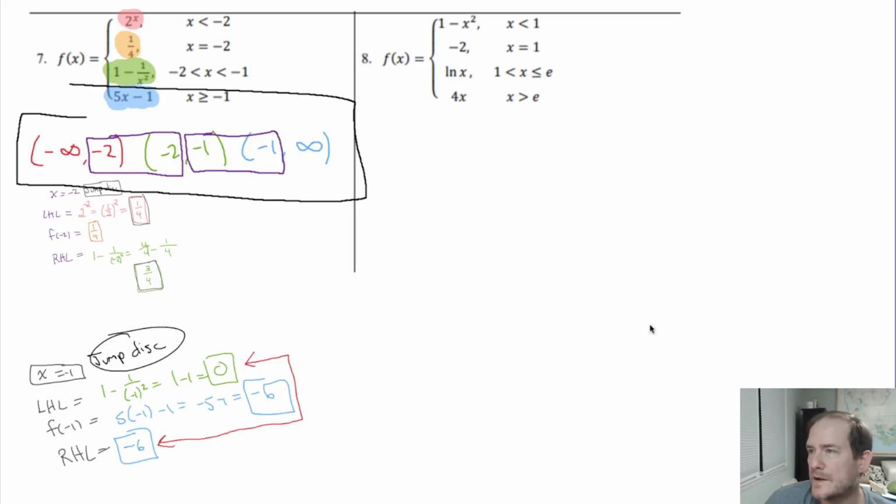All right, so for 8, I really got to do this? I'm not getting repetitious? You guys still watching? Pink and orange, green and blue.